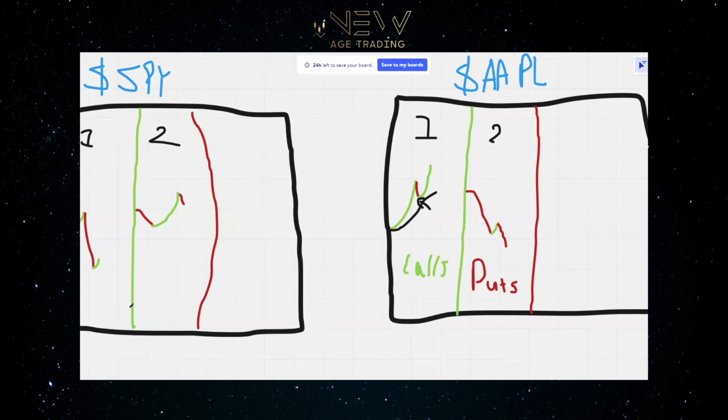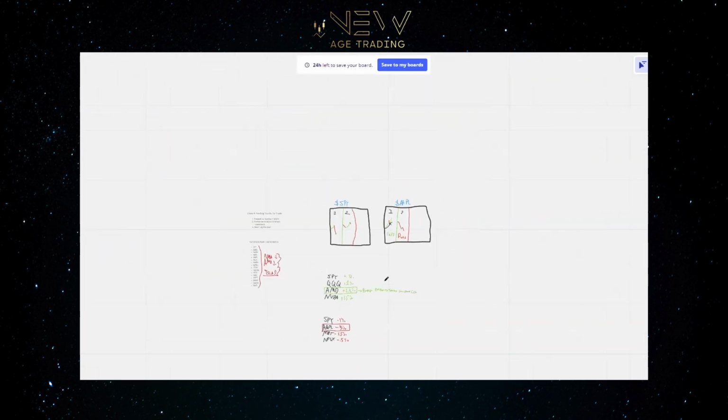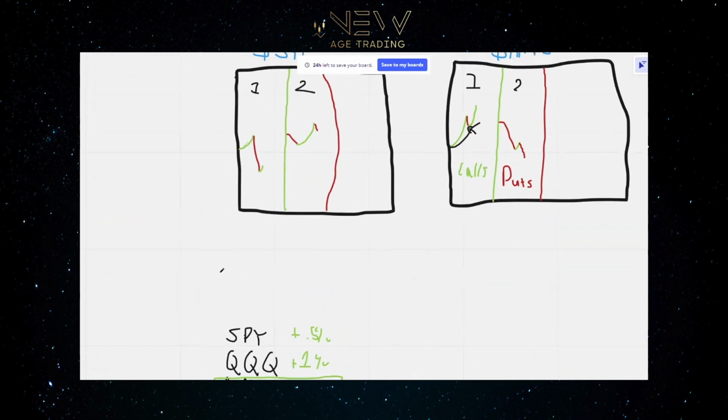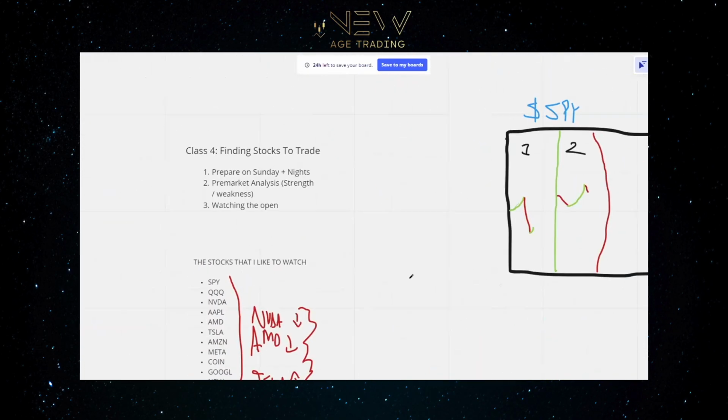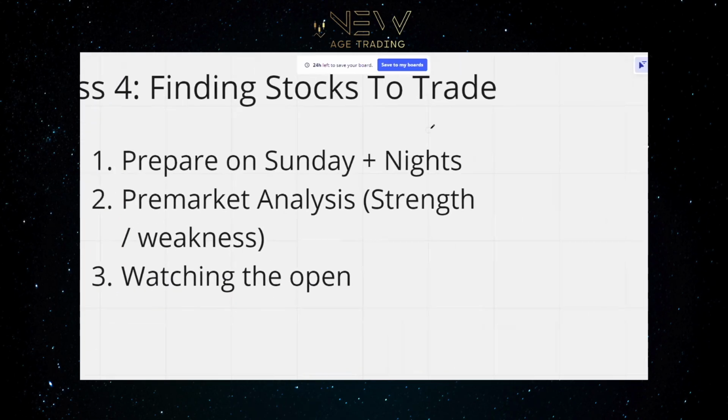No, trade what's weak, trade what's strong. Only trade what's weak and strong. Don't trade against the trend. So yeah, you're going to have a way higher success win rate doing that. And then that's literally it.